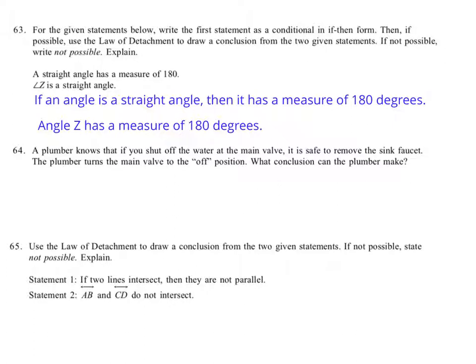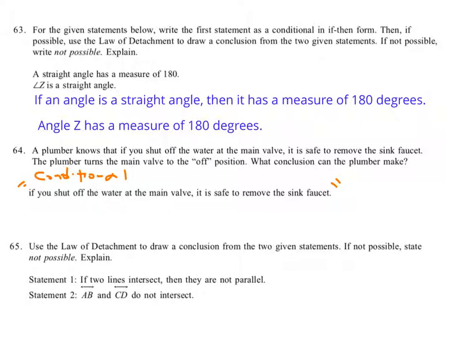A plumber knows that if you shut off the water at the main valve, it's safe to remove the sink faucet. The plumber turns the main valve to the off position. What conclusion can you make? So I'm going to write that as an if-then statement. If you shut the water off at the main valve, it is safe to remove the sink faucet. That is the conditional statement. And I'm going to put quotes around this so you can see that that is the conditional statement. It doesn't ask you to write this, but I wanted to have it to examine it.